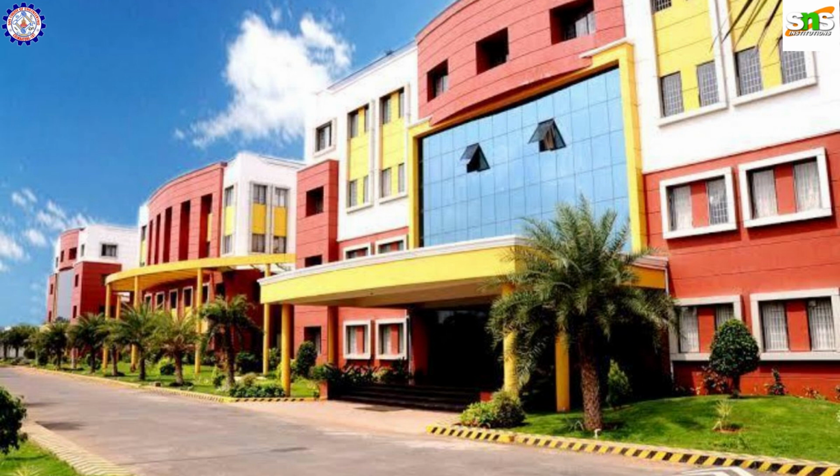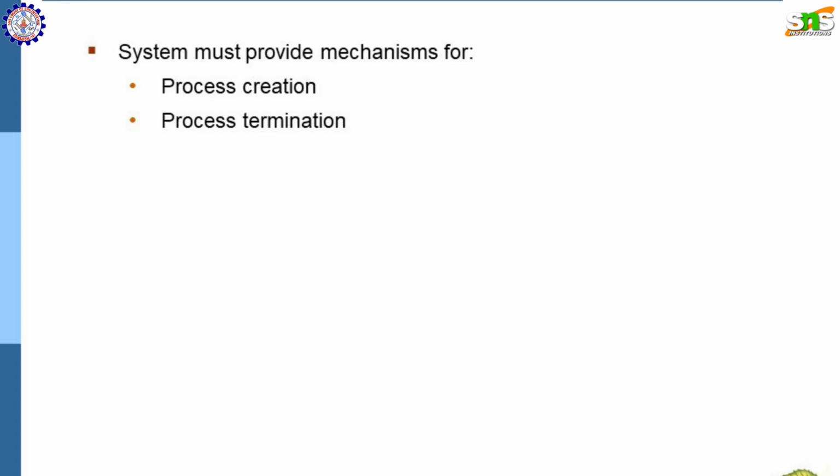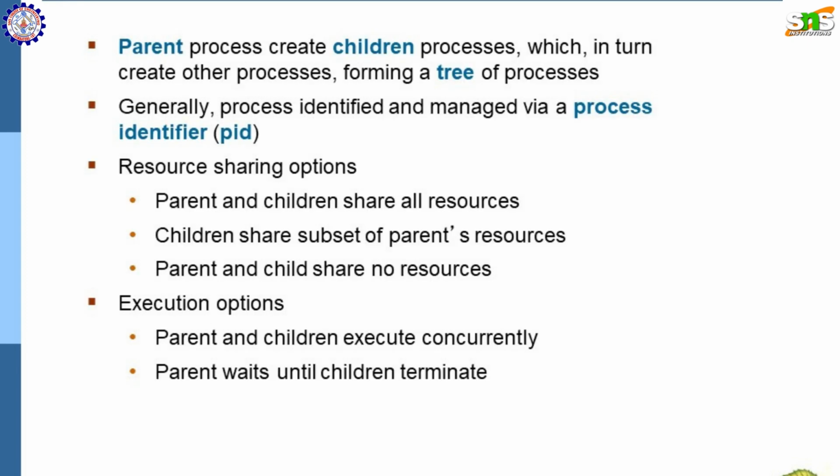Today, let us discuss operations on processes. Our system must provide mechanisms for two operations: one is process creation, and another one is process termination. Process creation means creating a new process.